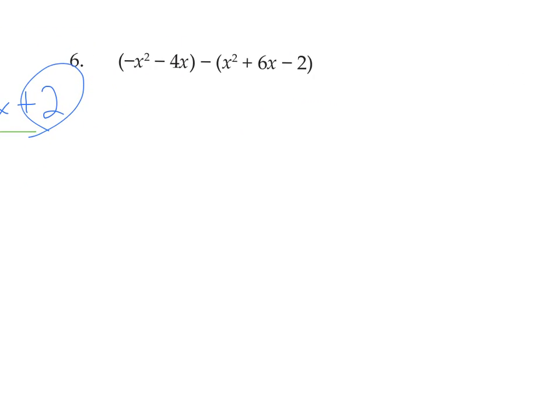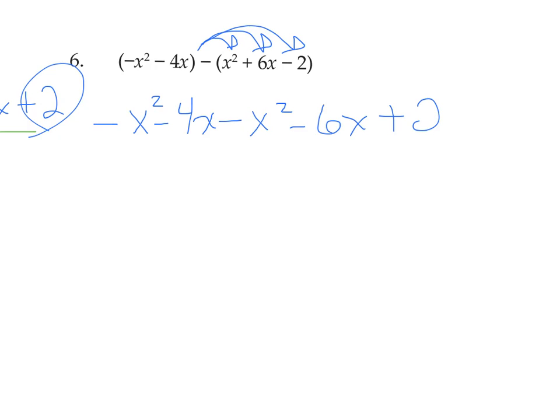And number 6, same type of question, a binomial, and then it's going to subtract this trinomial from the binomial. When we do the subtract, we have to remember to distribute this negative sign, but the binomial at the front will stay the same. So -x squared minus 4x, then distribute -x squared, -6x, +2, because negative times negative makes positive.